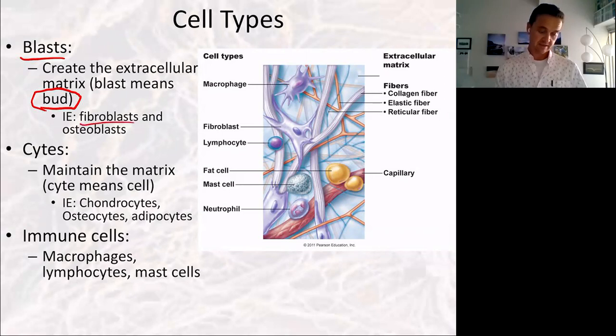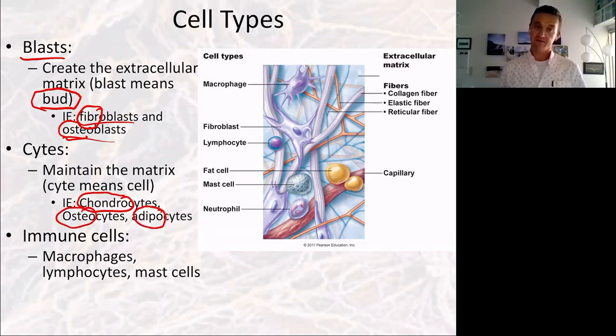Okay, so fibroblasts, osteoblasts. Osteo means bone. Fibro obviously just means fiber. So that's one suffix you need to understand and know that those blasts are the ones making the matrix. And then sites. Sites really just means cell. And so these are our cells that are maintaining the matrix, are always going to be there. And these are always going to have a prefix that tells you what type of tissue it is. So chondrocytes are cartilage, osteocytes are bone cells, adipocytes are fat cells. Okay, so those are the sites.